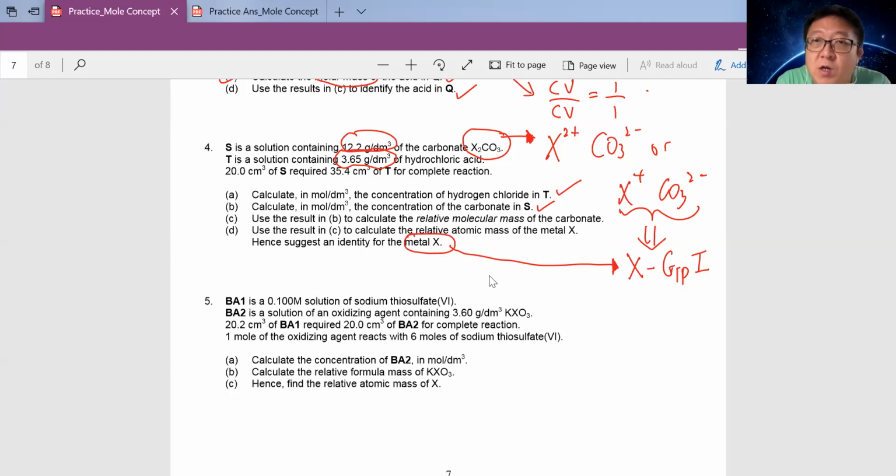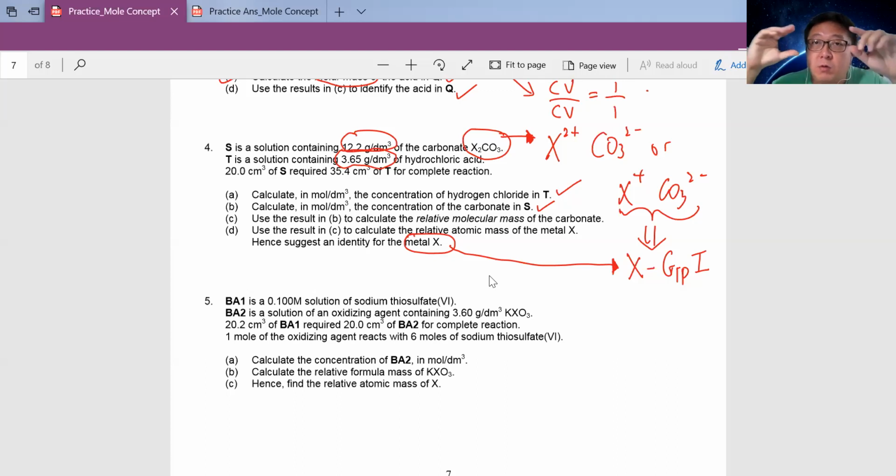So if you have done your question already, check the identity of the metal X based on the atomic mass. Is it group 1? Yes, you are correct. Wrong, something is wrong with A and B. Confirm. You understand what I'm talking about? You all get the idea, because the question is fixed.